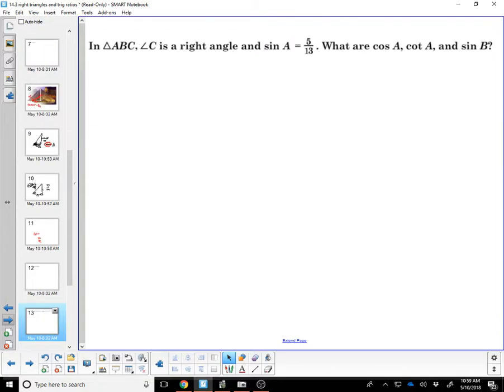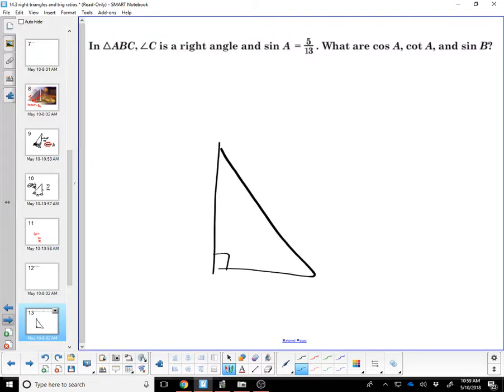Finding trig ratios. They're telling me that there's this one triangle, and it's a right triangle. So I'm going to draw me a right triangle, just like this. And they're saying that C is the right angle. That's very important. Now this is triangle ABC, so I'm just going to go A, B, C. Cool with you guys?